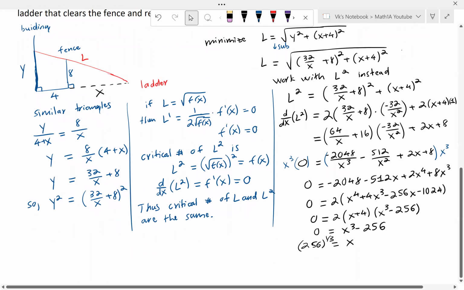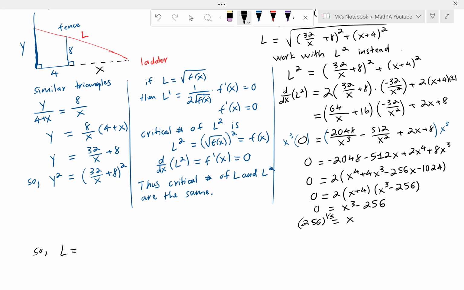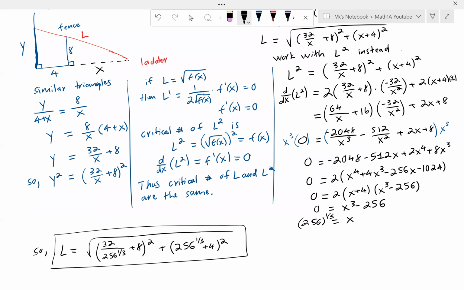So now L is the root of (32 over 256 to the power 1 over 3, plus 8) squared plus (256 to the power 1 over 3 plus 4) squared. And this is the length of the shortest ladder.